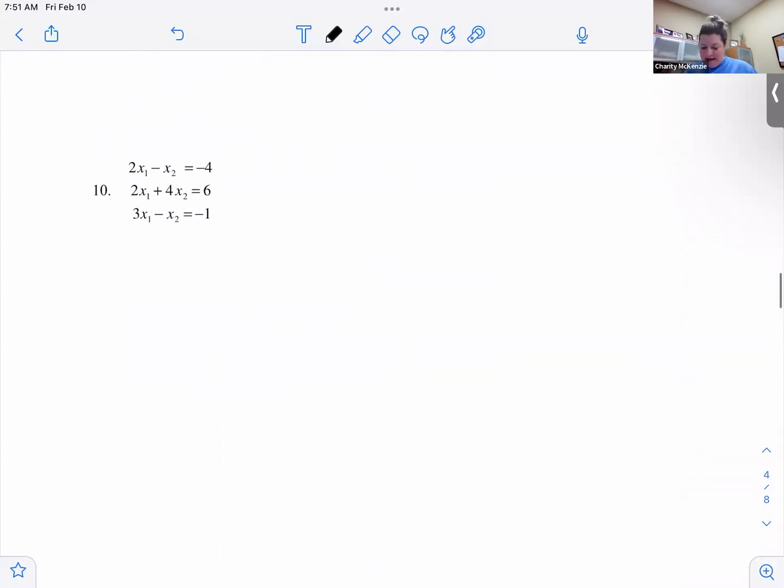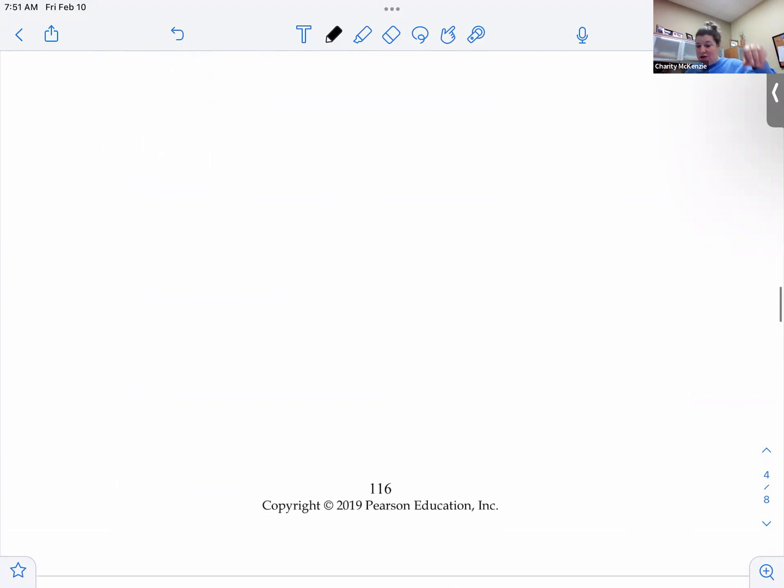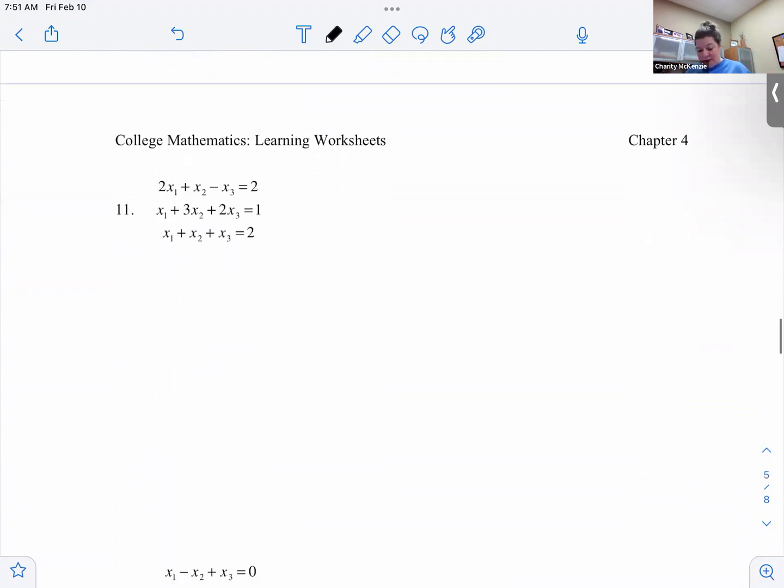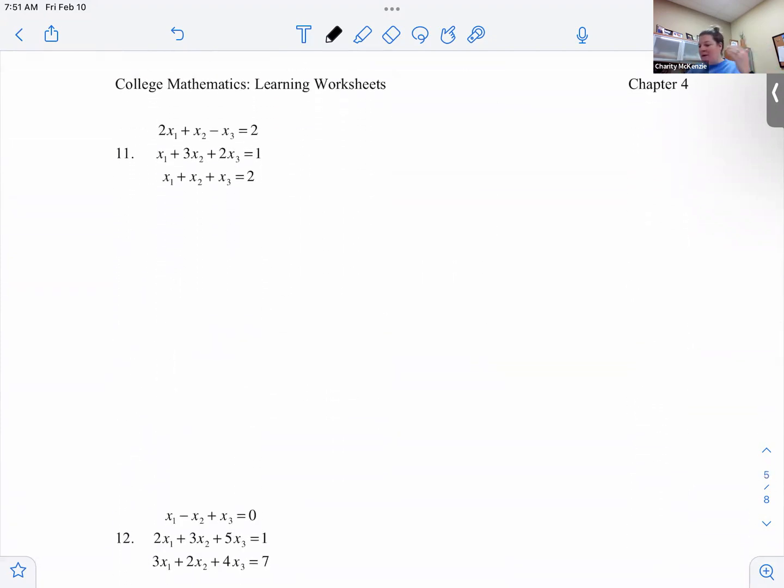I'll show you again. 10 has got x1's and x2's, but 3 equations and no x3's. So I'll tell you right now, it's either going to have no solution or many solutions. It's a weird one because you don't have 3 equations, 3 unknowns. So that one does end up being no solution. You'll end up with a row of zeros and a number. So they're all, when they're off, going to be either many solutions or no solutions.